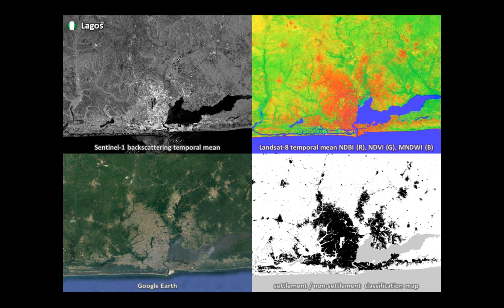Therefore, we have made use of the TimeScan processing framework that utilizes a novel approach to exploit large multi-temporal satellite time series for a variety of applications like urban monitoring and land cover classification. In this example, you see on the top temporal statistics of Sentinel-1 and Landsat for a specific time frame, and this is being used to generate a settlement and non-settlement classification map.